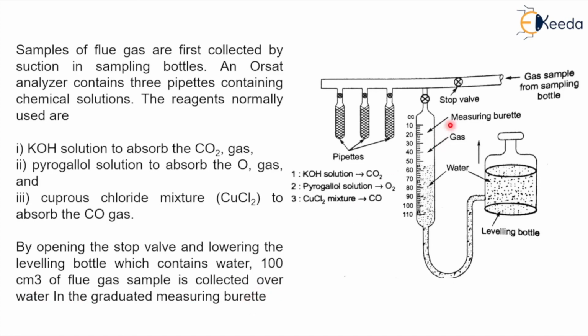So what we will do, this stop valve will be opened and gas will come from here and it will go into the measuring burette. Now we will lower the level of this leveling bottle. So up to 100 cm³, we will lower the leveling bottle and the water level will come up to here. So in this case, we will collect the gas up to 100 cm³.